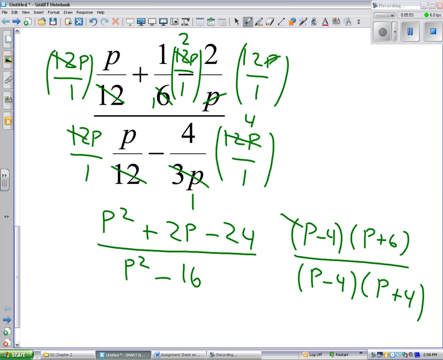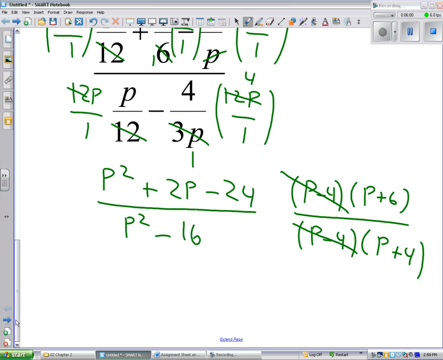Our p minus 4's cancel out, and our final answer is going to be p plus 6 over p plus 4. And that's how you solve and simplify a complex fraction.